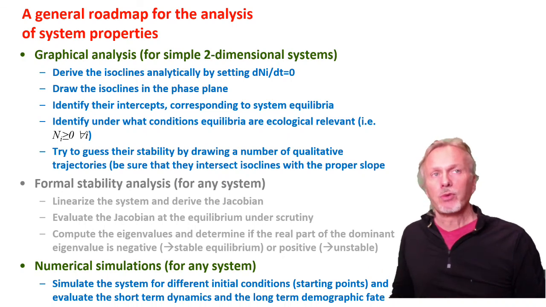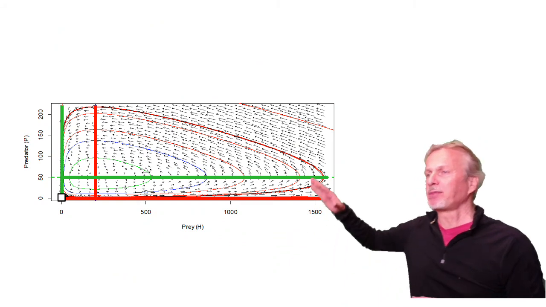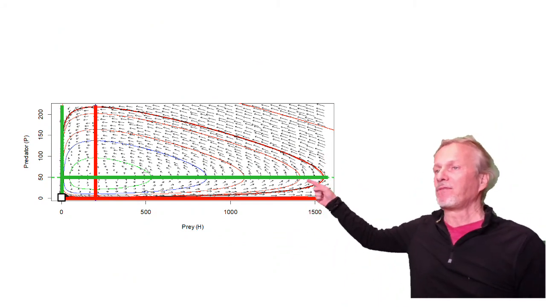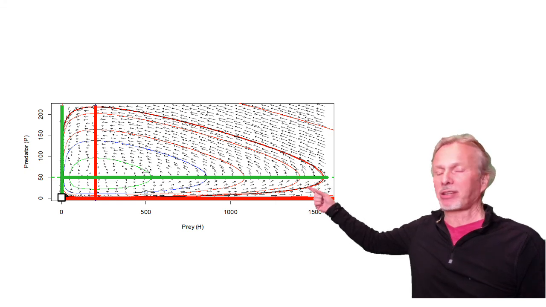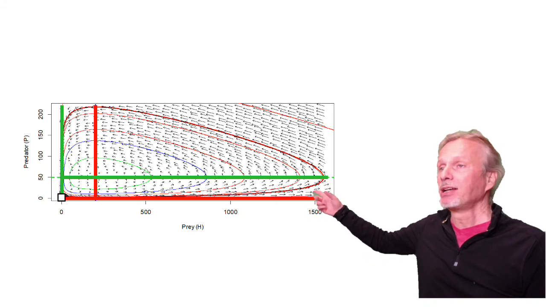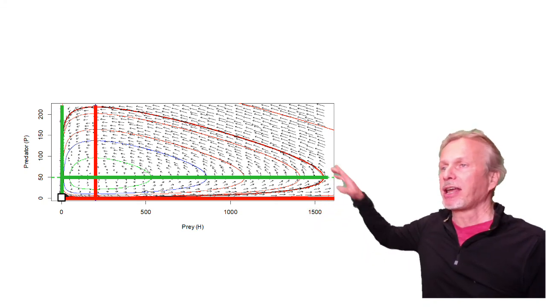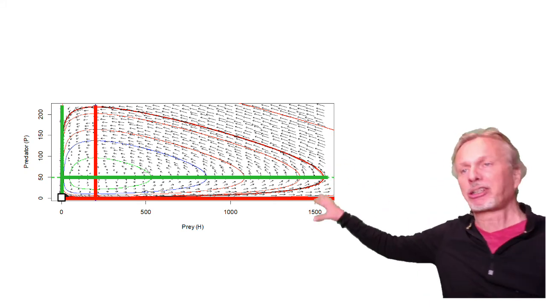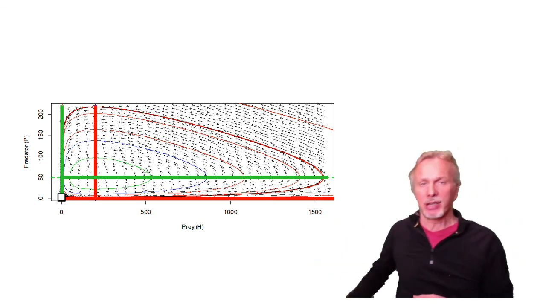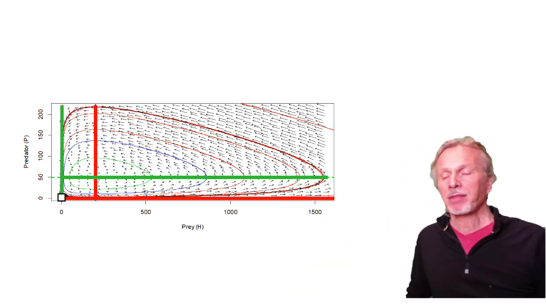I just want to show you here, it looks pretty complicated, as you can see, but this is the type of graph we'll derive together, where I have plotted the isocline of the prey in green, the isocline of the predators in red, and trajectories for different initial conditions. Those arrows represent the direction in which the system is moving if it is at any point of this state space.